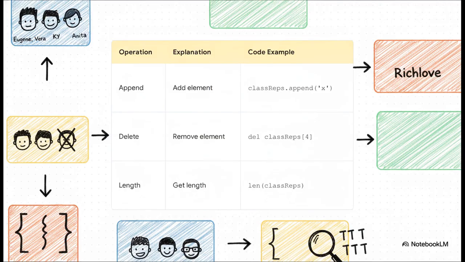So once we have those individual pieces of data, we need containers to hold them, right? And this brings us to our very first multi-item container, lists. A list is a sequence of elements, and every element is indexed. Imagine a list of class representatives: Eugene, Vera, Kay, and Anita. Because a list is flexible, we can actually perform operations on it. Want to add someone? Use the append operation, like classreps.append("Richlove"). Need to remove an element? Use delete, like del classreps[4]. We can even instantly check how many items are in our container, just by asking for the length, using len(classreps).